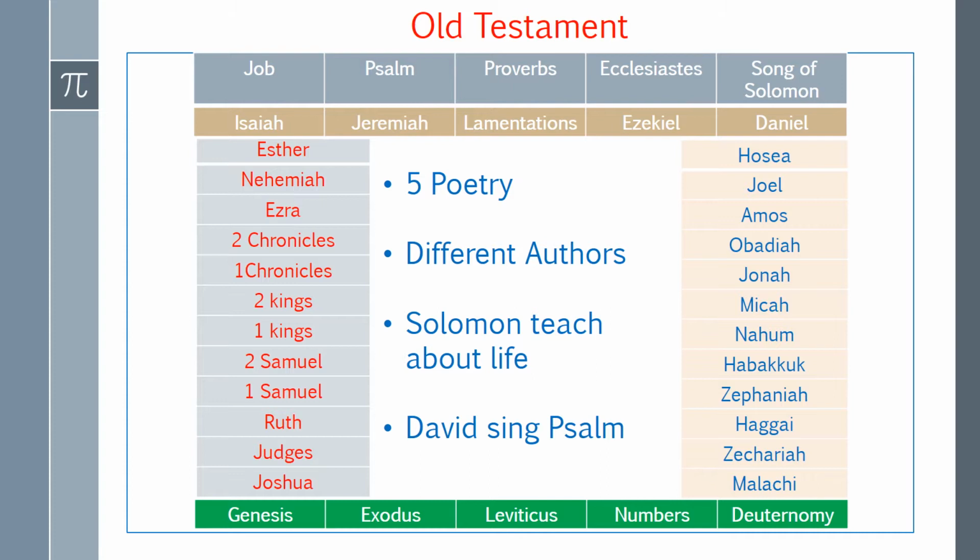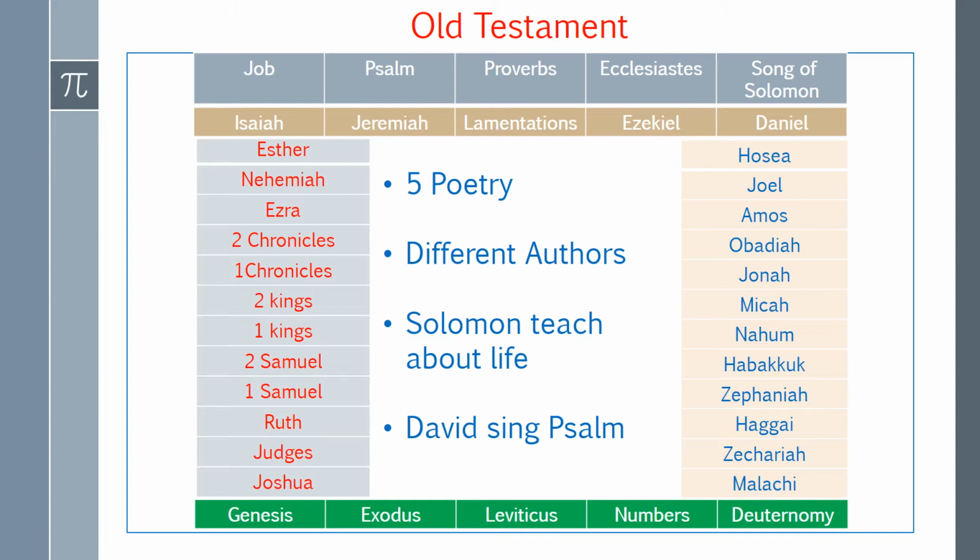And finally, let us look at the last 5 books, the 5 books of poetry, namely Job, Psalms, Proverbs, Ecclesiastes, and Song of Solomon. These 5 books were written by different authors. For example, Solomon teaches us about life and how we should live our life in the book of Proverbs. And he also shares with us the vanity of life in the book of Ecclesiastes. And he tells us the love story in Song of Solomon.